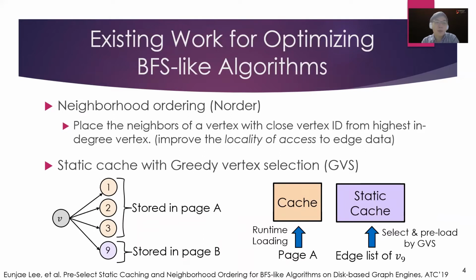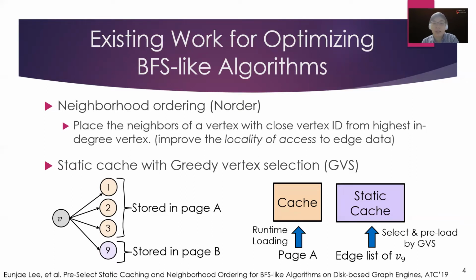The second technique discovered that traditional page cache management for managing the loaded edges is inefficient for BFS-like algorithms. So they leverage the concept of a static cache and propose greedy vertex selection, GVS, to select and fill the static cache. The general idea of GVS is shown in the figure below.